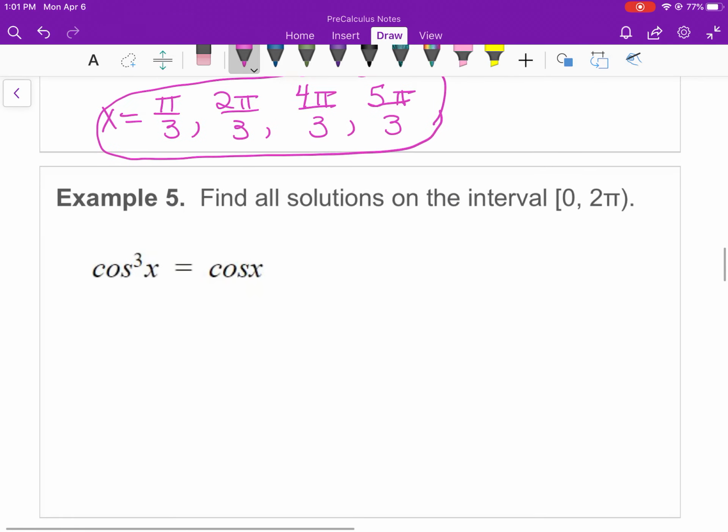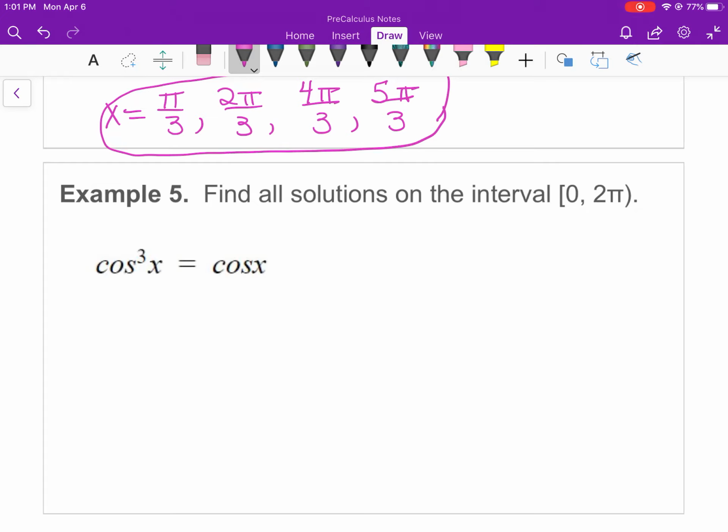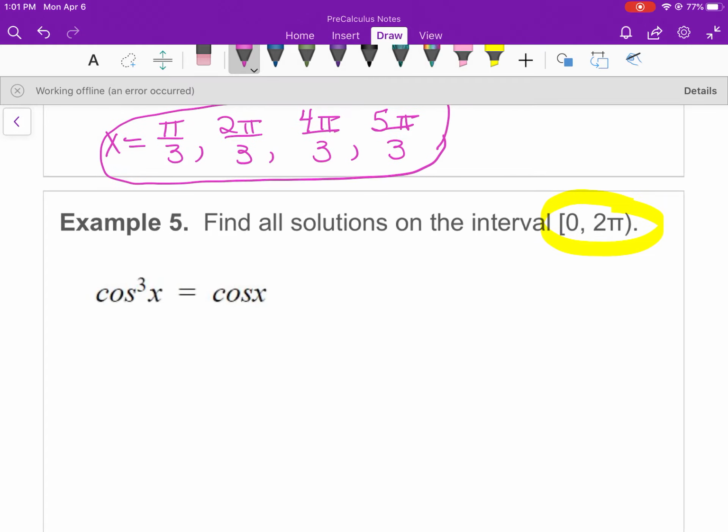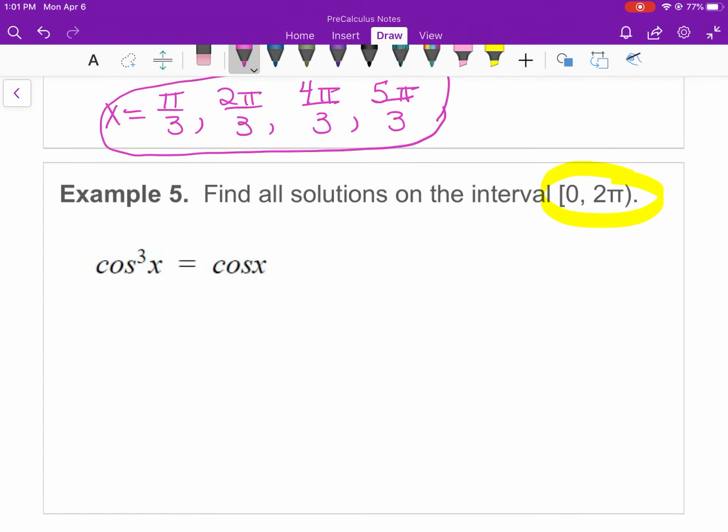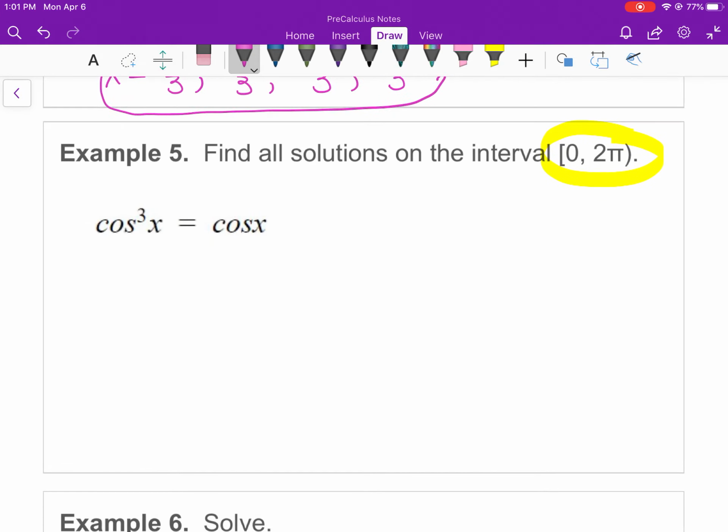Here's another one. We're going to find all solutions again, and here's the interval. So we're going to be in radians, and we're just taking 1 trip around the circle. Okay, it is illegal, and I'll show you why in a little bit, to divide by cosine first. When you divide by cosine first, you're going to be setting up a situation where you're going to lose some answers. I'll share that with you in a little bit.